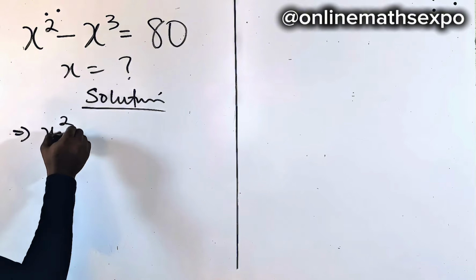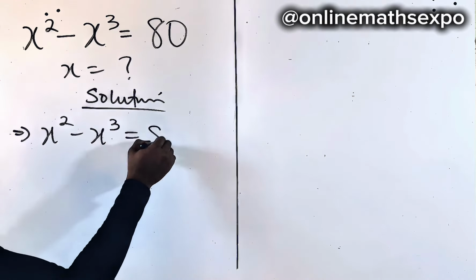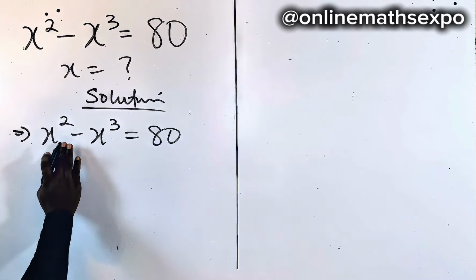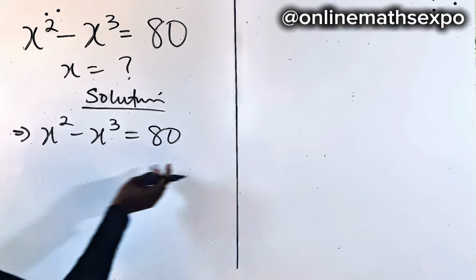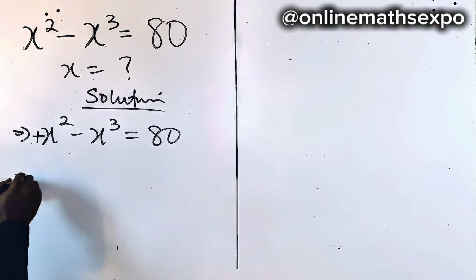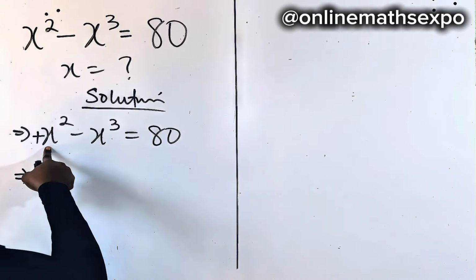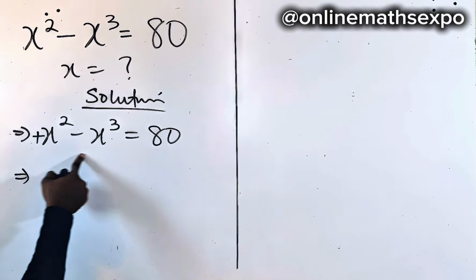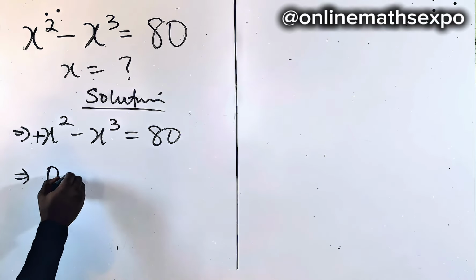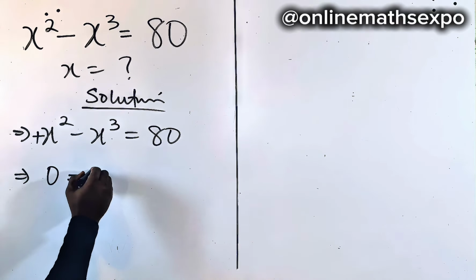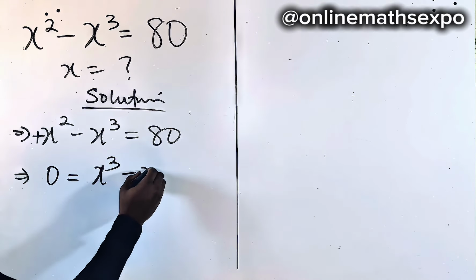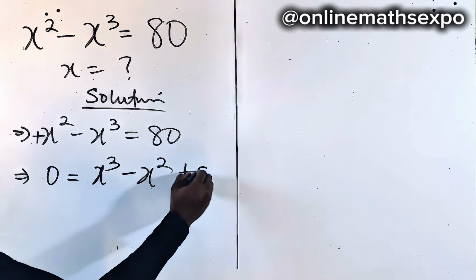x squared minus x cubed is equal to 80. So we don't want to work with negatives. We are going to take all this to the right side. This is positive, so to remove this, you have to subtract. And to remove this, you add. So when you do it to the left side, it turns to 0. So this will now be x cubed followed by negative x squared, then add 80.